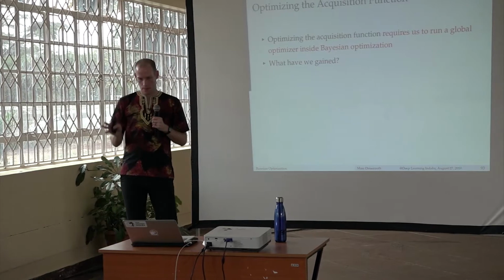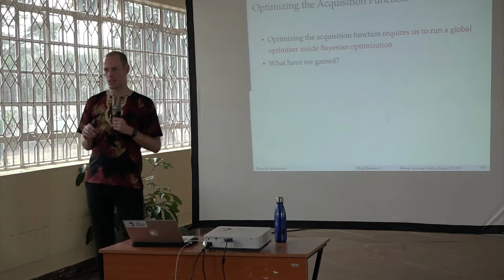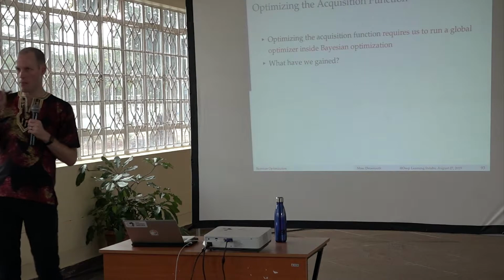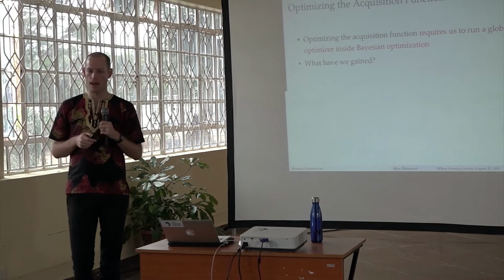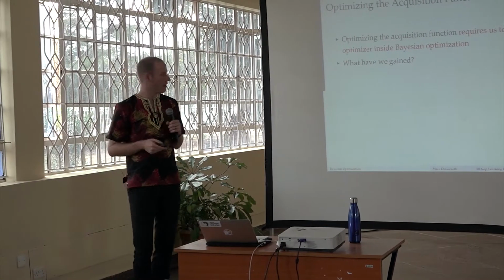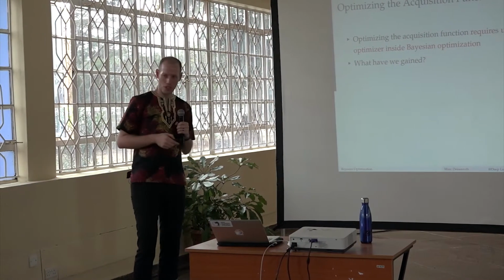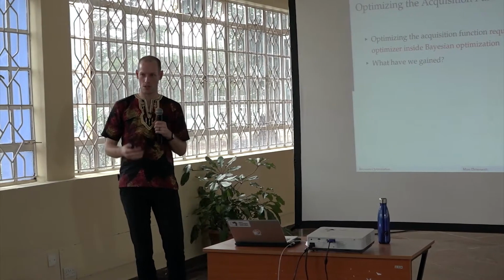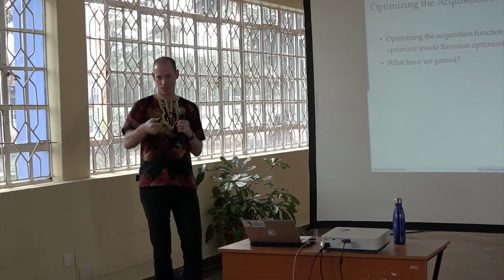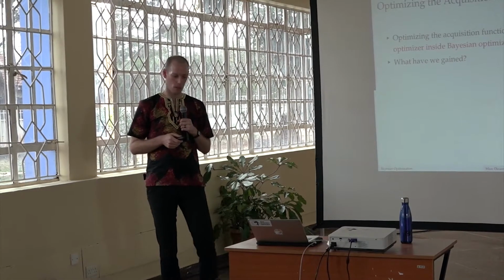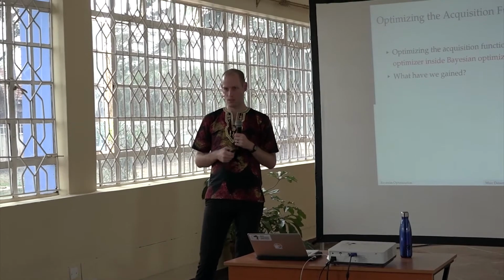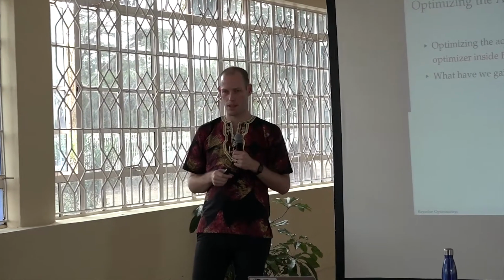What I haven't really said is how do we find the optimum or the maximum of this acquisition function? As I said, we need to maximize the acquisition function, but how do we do that? Theoretically, we need to run a global optimizer to optimize the acquisition function. That sounds maybe a bit silly, because why don't we just do global optimization directly on our function that we're actually interested in? Any ideas? So what have we gained?